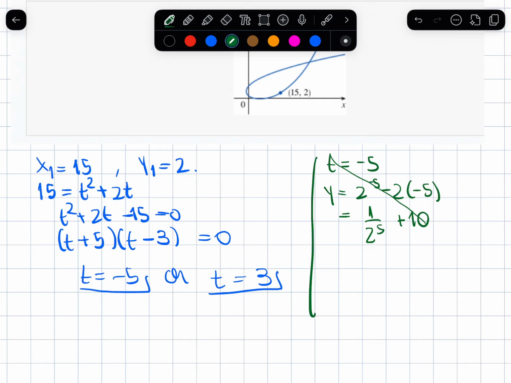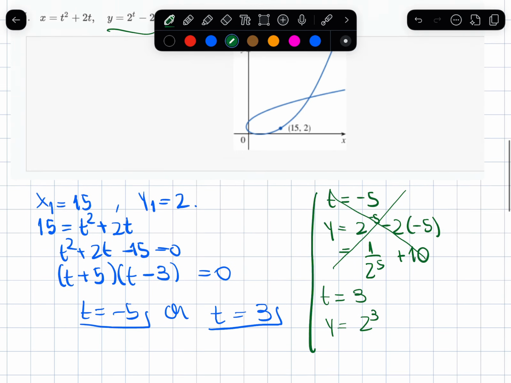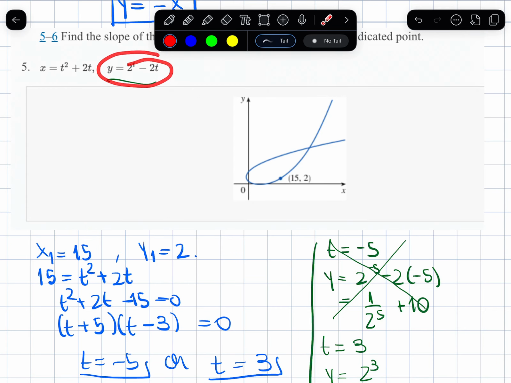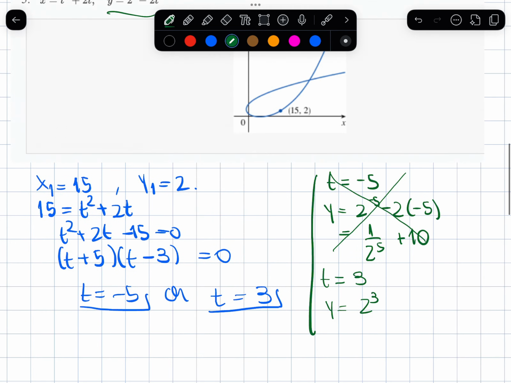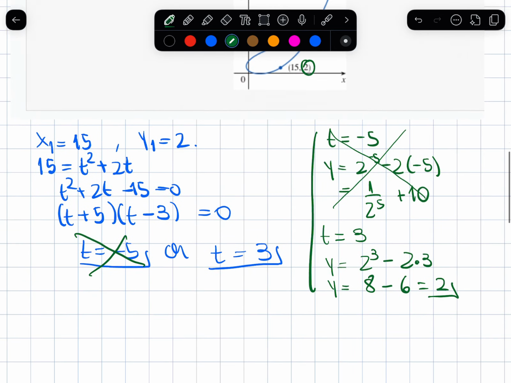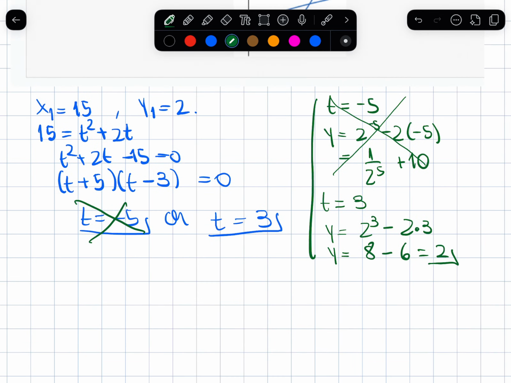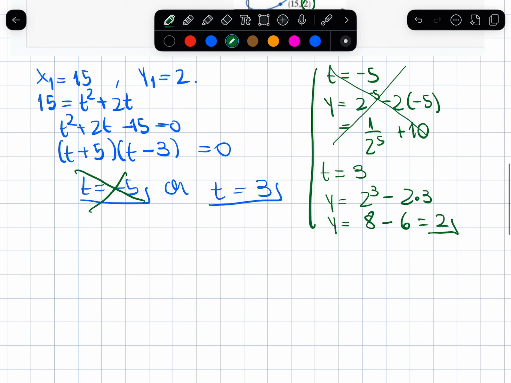I'll check it anyways, just for completion here, so you know what to do. When t equals 3, this will be y equals 2 cubed. Again, plugging this back into this equation that we have: y equals 2 to the power t minus 2t, so 2 to the power 3 minus 2 times 3. And this will be y equals 8 minus 6, which is 2, which is what it's supposed to be. So we are able now to throw away the first t value of -5, and then use that t is equal to 3.